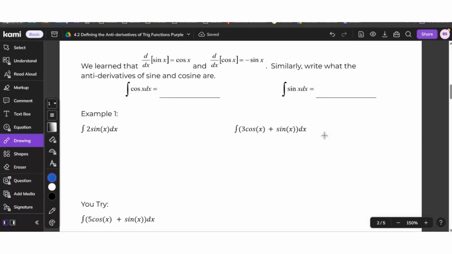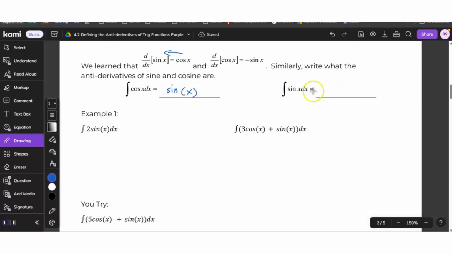So, remember that the antiderivative or the integral is just the opposite of taking the derivative. So, we learned earlier that the derivative of sine was cos, and the derivative of cos was negative sine. So, similarly, write what the antiderivatives you think they would be. So, if I had cosine, and I need to go backwards, so I'm going in this direction, what would it be? What's the antiderivative? Exactly, it's just sine.